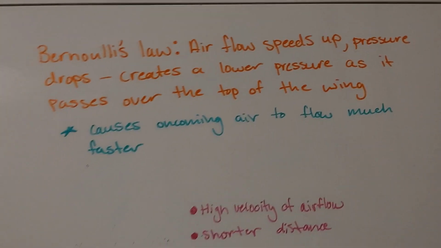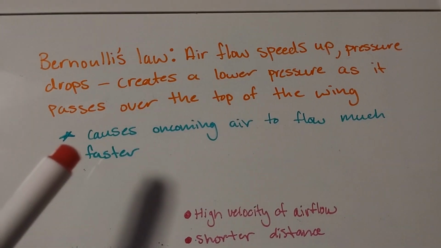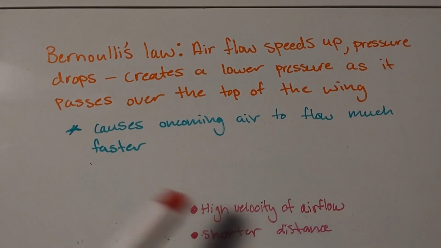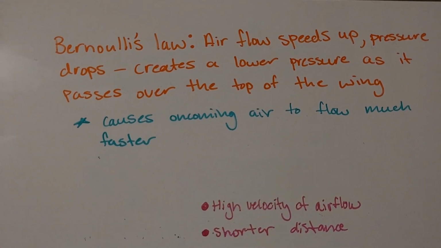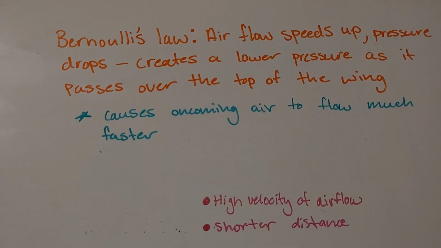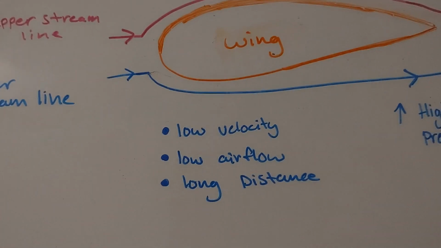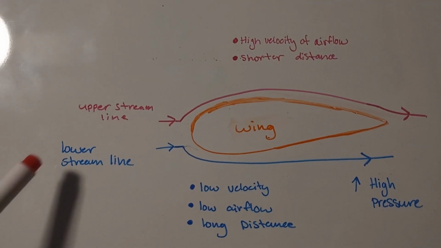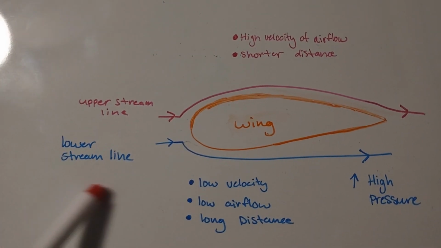And another really important part is Bernoulli's law. Airflow speeds up, pressure drops, creating a lower pressure as it passes over the top of the wing. It causes the oncoming air to flow much faster. So, as we can see from here, this is the wing. We have the upper streamline and the lower streamline.